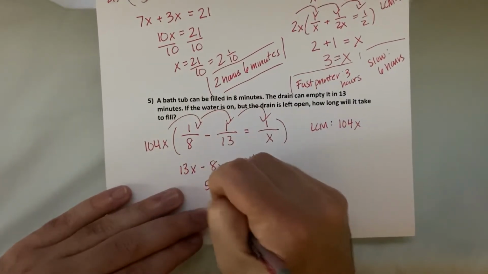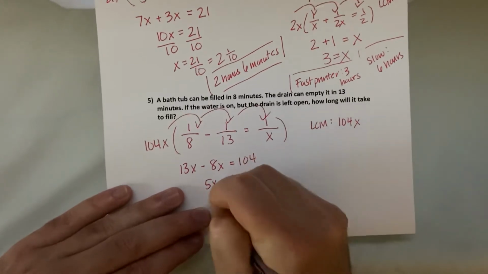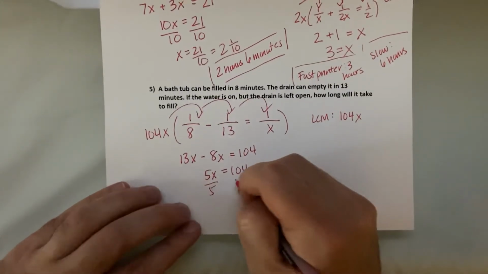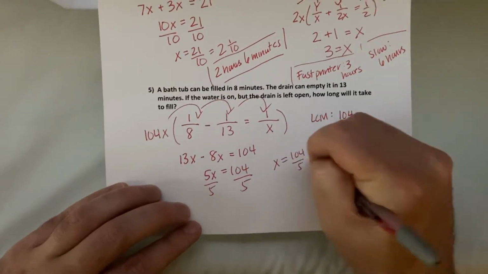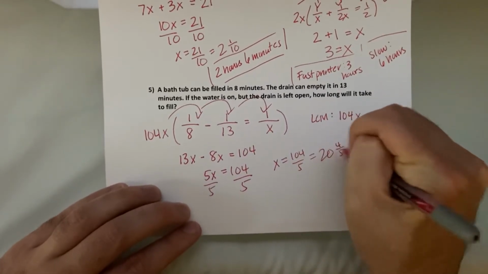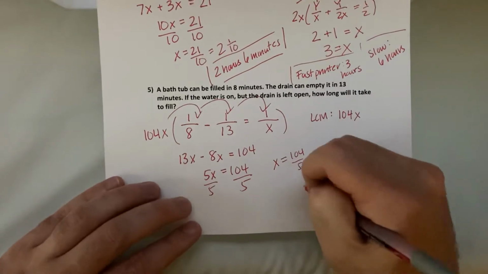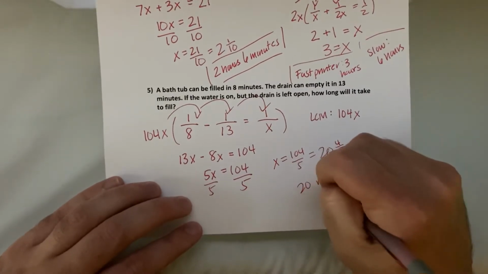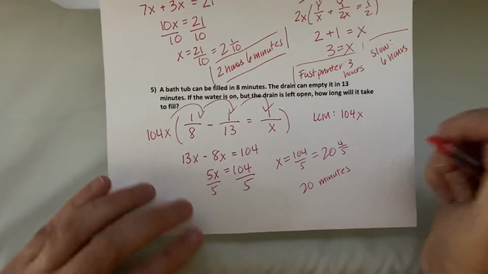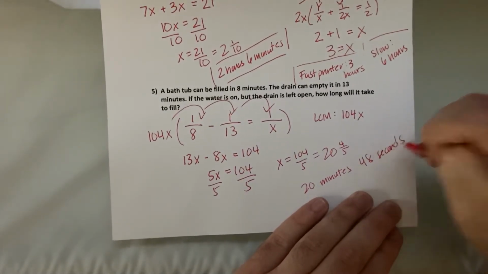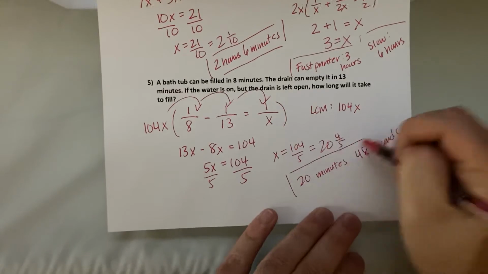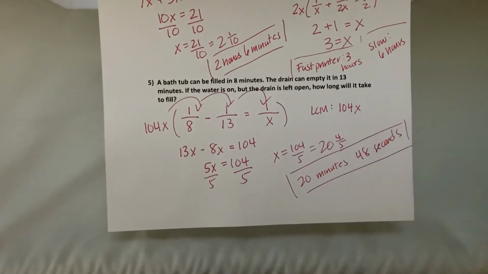So 5x equals 104. Divide by 5. So x is 104 over 5, or 20 4/5, which we would call 20 minutes. In this case, 4/5 of a minute is 48 seconds. It's a lot of used water, but maybe still less than you use in the shower.